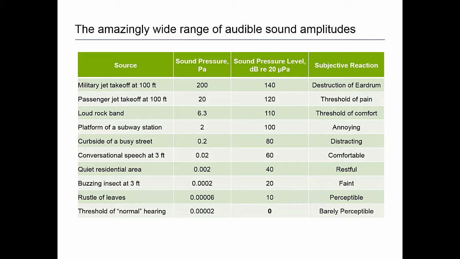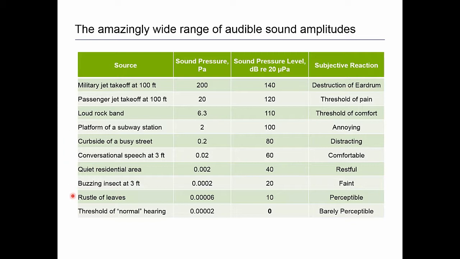Human hearing has an amazingly wide range of sound amplitudes that we can hear, going all the way down here at the bottom of the threshold of hearing, which is a teeny tiny amount of sound pressure, all the way up to, say, a passenger jet taking off about 100 feet away, which would be very, very painful for the majority of us. And in fact, if we go another 20 dB up to maybe a military jet taking off, now we're talking about if an unprotected ear would be destroyed.